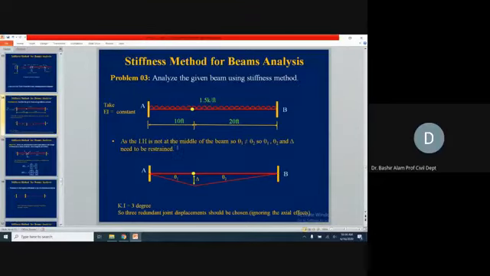As the internal hinge is not in the middle, it means this θ1 rotation at A will be different from the rotation at B now. How? Very simple geometrical problem. This θ1 will be equal to tangent inverse of delta divided by this 10 feet. But this θ2, which is rotation at B, will be equal to this delta divided by 20 feet now, which means this θ2 will be half of this θ1 now.